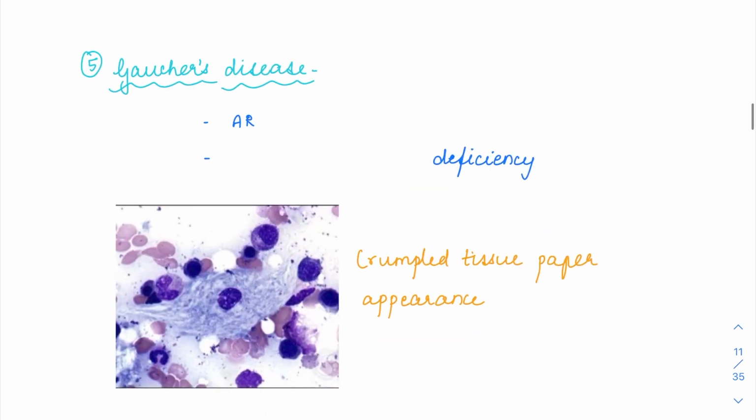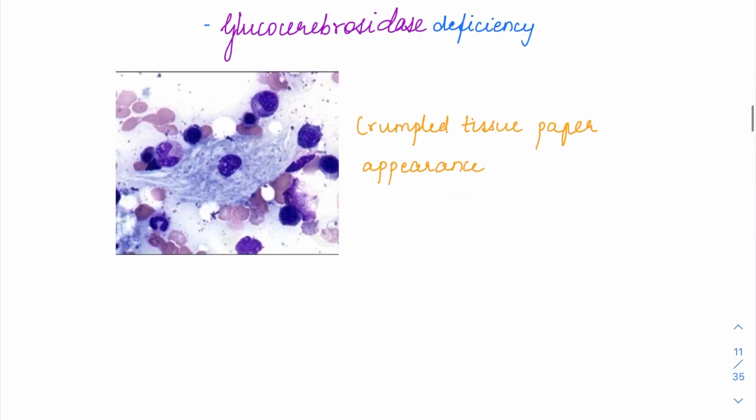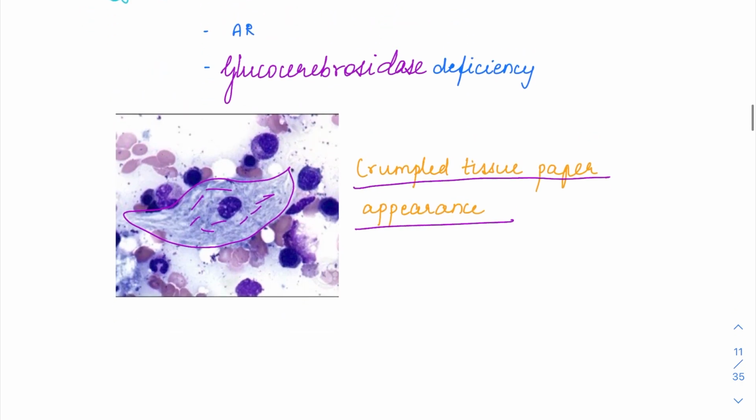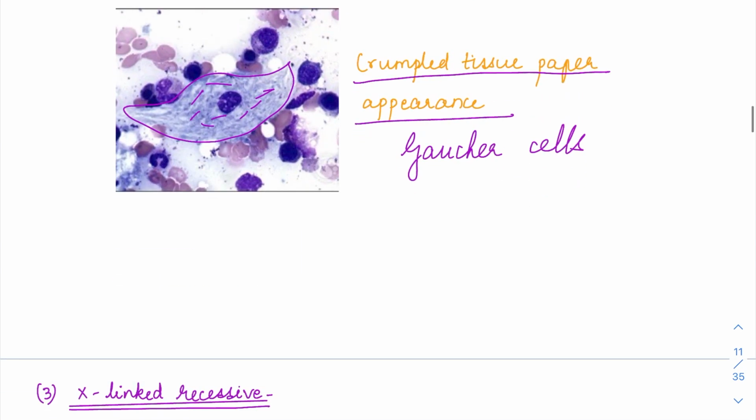Then Gaucher's disease is again a lysosomal storage disease, autosomal recessive again. Here it is going to be glucocerebrosidase deficiency. So the enzyme glucocerebrosidase is going to be deficient, and glucocerebroside is going to accumulate, causing the toxicity. On storage, if you see, it is going to have a crumpled tissue paper appearance. This is the cell in which it has been stored, and it looks as if the tissue paper has been crumpled and kept. So the cytoplasm has this characteristic crumpled tissue paper appearance, and these are called Gaucher cells.